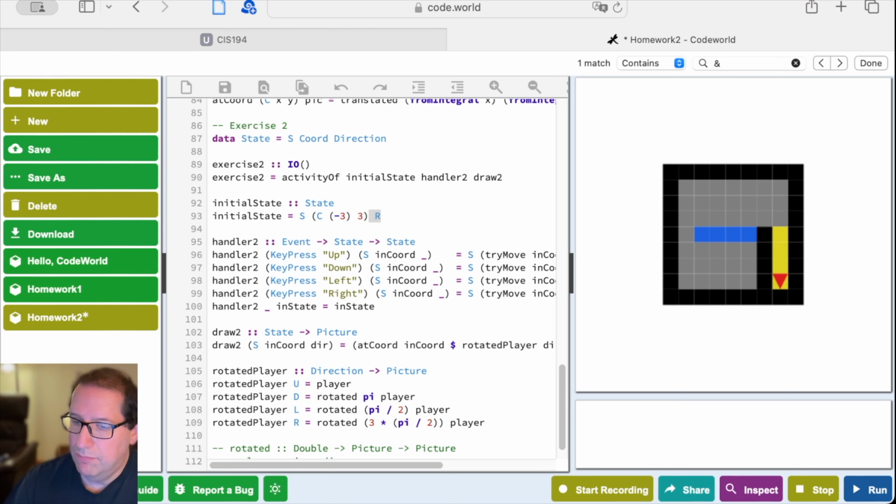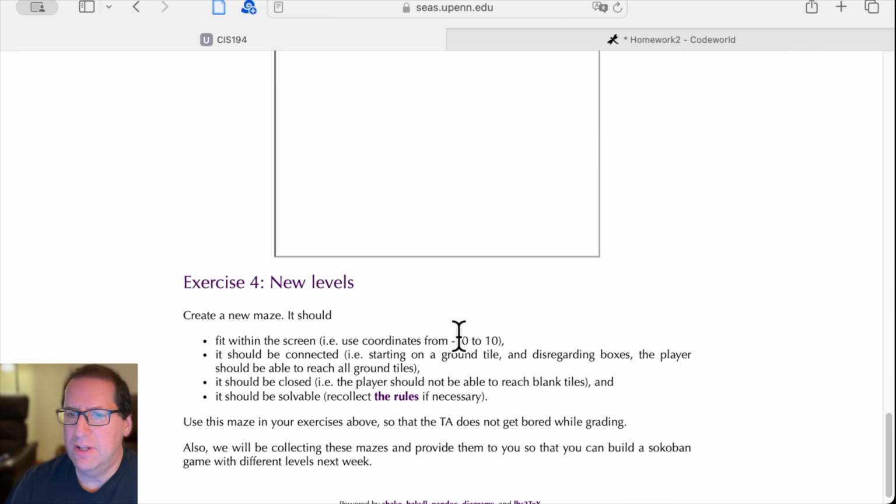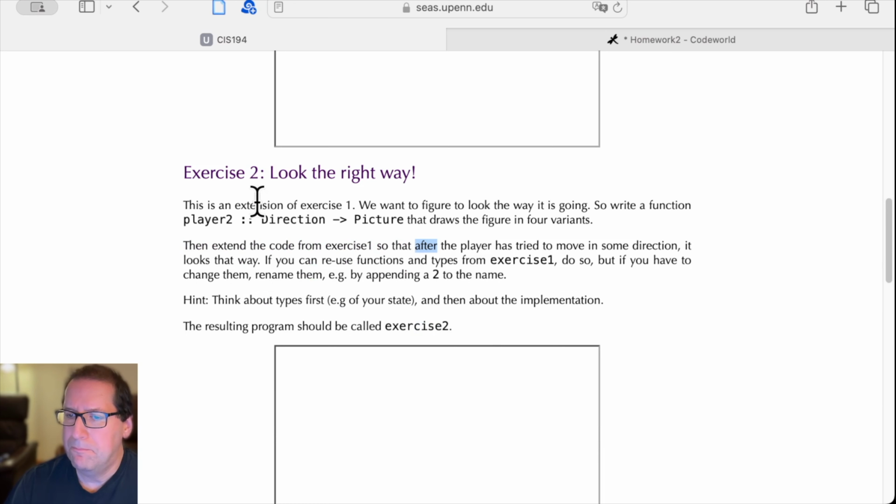Actually, is this a bug? There might be a bug in what we did in exercise 2, because I said we were going to remember the direction we moved in. But if I try to move to the right, I cannot move to the right, but he still turns. Was that part of the definition? Let's take a look. After the player has tried to move in some direction, it looks that way. So that's actually correct.